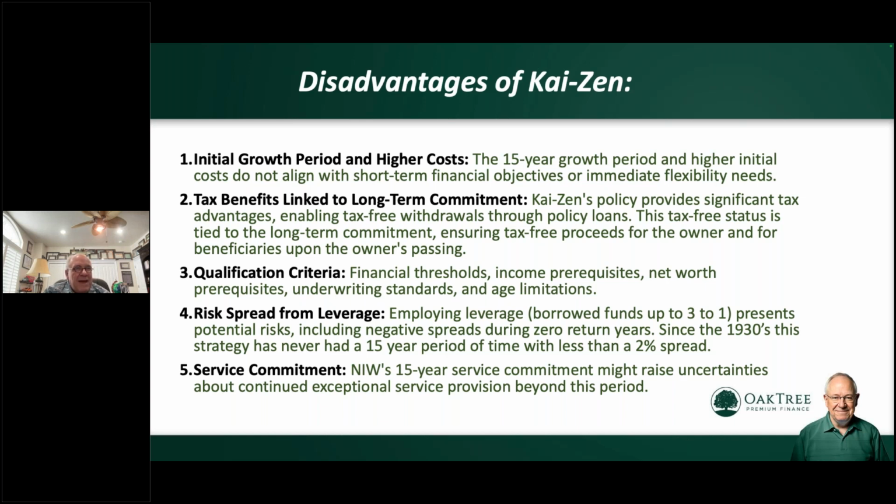We've done some studies, and 99% of the time, if we give this 15 years, because of the growth, we're then able to pay off the bank. So we need this 15 years. The 15-year growth period and higher initial costs do not align with short-term financial objectives or immediate flexible needs. There are life insurance costs, and in life insurance policies, the costs are really paid in the early years. We'll see that on my spreadsheet.